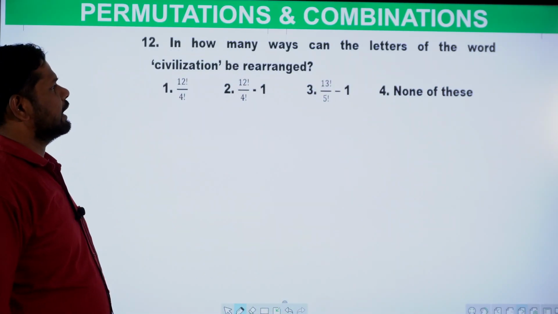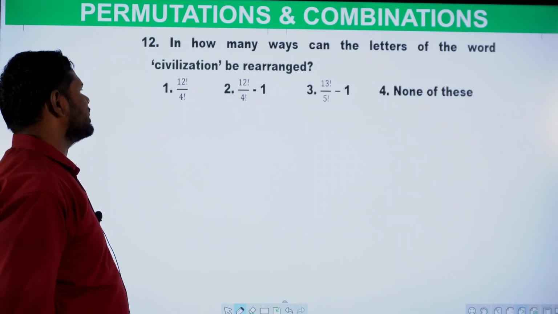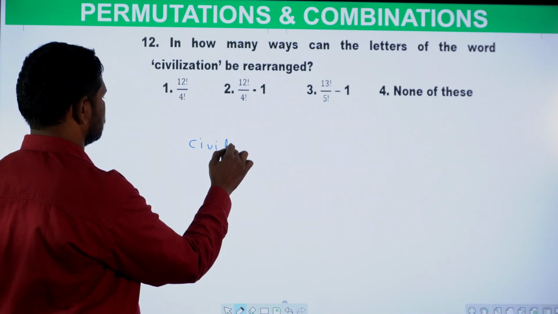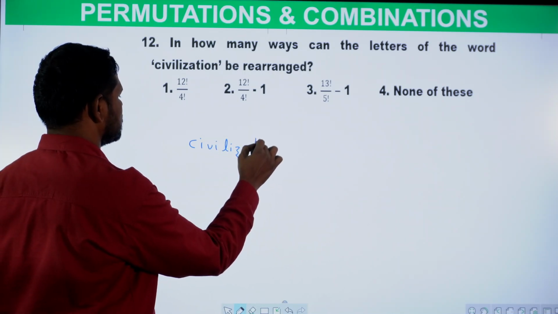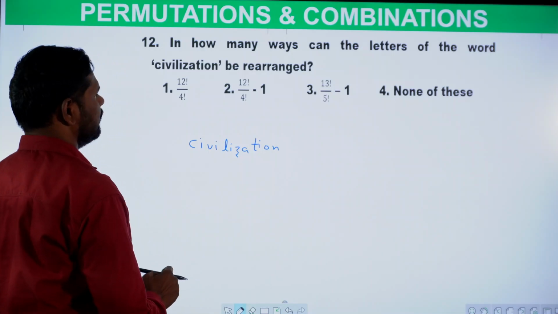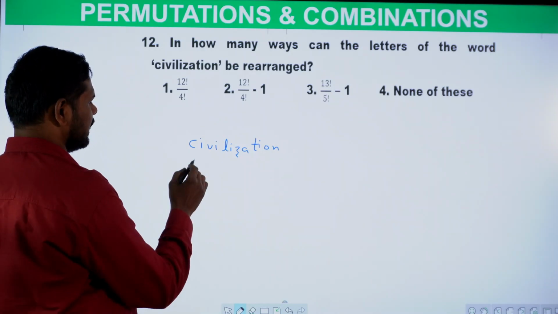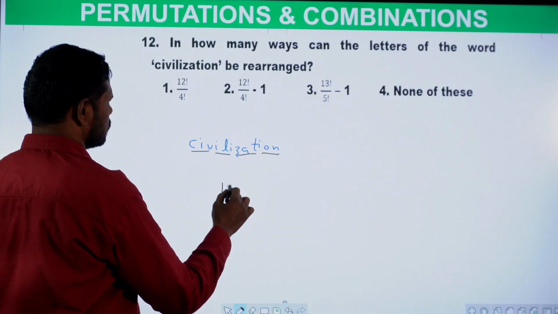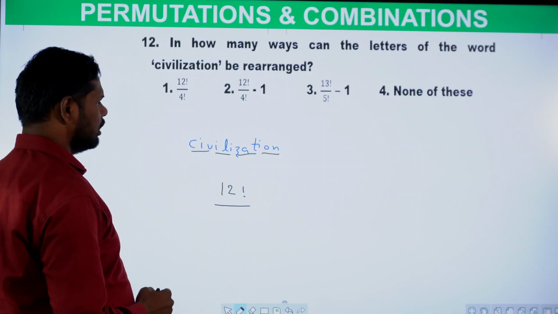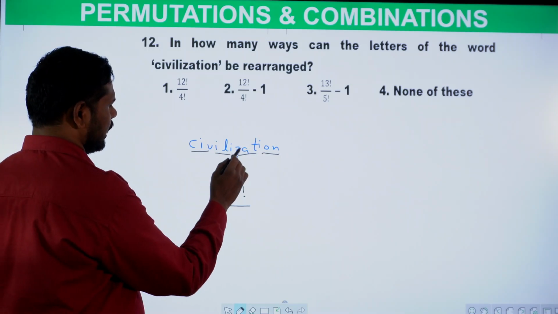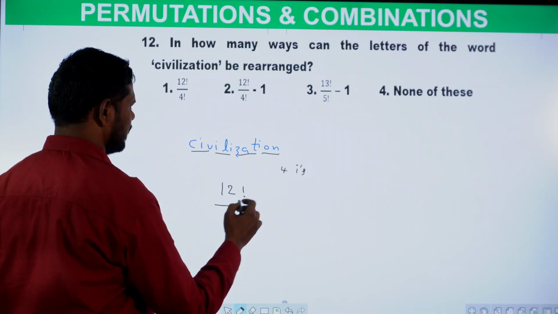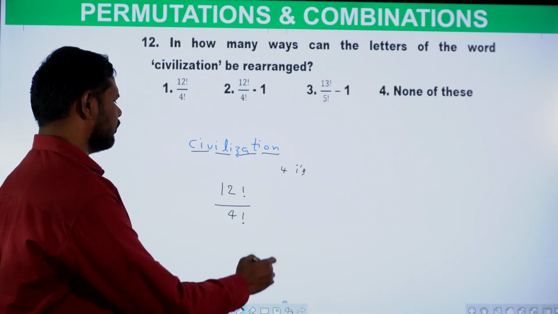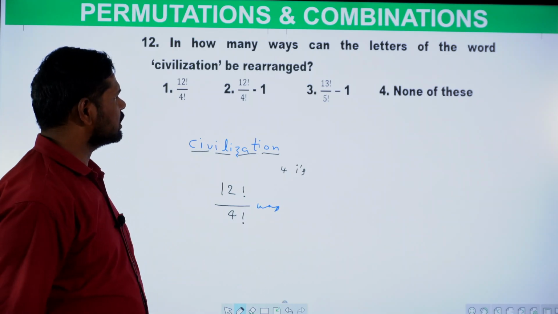In how many ways can the letters of the word civilization be rearranged? Civilization. Let me read the question once again. Civilization has a total number of letters: 1, 2, 3, 4, 5, 6, 7, 8, 9, 10, 11, 12. So 12 factorial divided by the repetitions. The letter I, 4 I's are there, so we divide by 4 factorial. That's it: 12 factorial by 4 factorial ways. This is the answer, but just read the question.